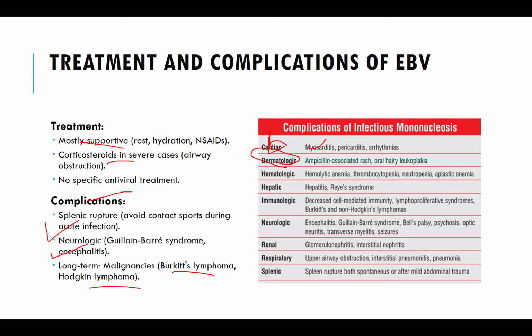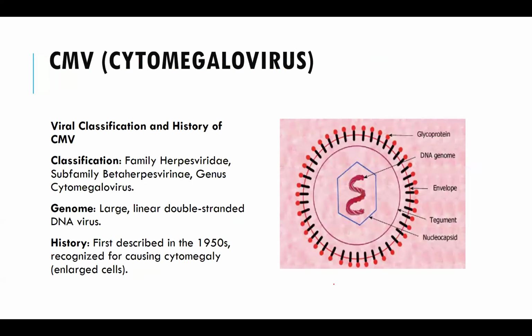And then for blood, or what we call hematological, we can get cancers, thrombocytopenia, we can get even aplastic anemia. Especially if someone gets it in utero, you can get aplastic anemia. We can also get Reye's syndrome. In Reye's syndrome, we shall look at it down the line. And these are other systems that can be affected. Renal, glomerulonephritis; respiratory, airway obstruction, even pneumonia. And in the spleen, we can get the splenic rupture, as we have mentioned earlier.